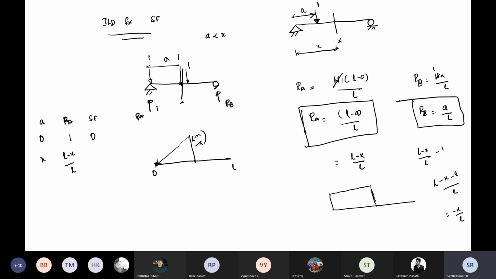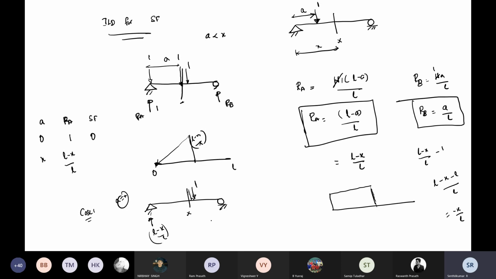I don't have any unit load. For example, please listen carefully. Case 1, I am just taking X here. Your unit load is here, exactly at the section X or to the right of the section. So whatever my value will be here, I'm putting X. That X and A are nearly the same. This is how I'm finding the shear force. So this value will be L minus X by L or L minus A by L. A and X are both the same now.